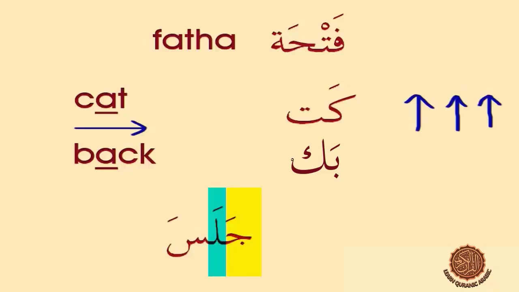Jala. Jala. Now the final letter is a Sin, and that has the S sound, similar to the S sound in English. That with the Fatha would be Sa. The complete verb will be read Jalasa, which means he sat. And notice they're all short vowels. We'll get to the long vowels later on, inshallah.